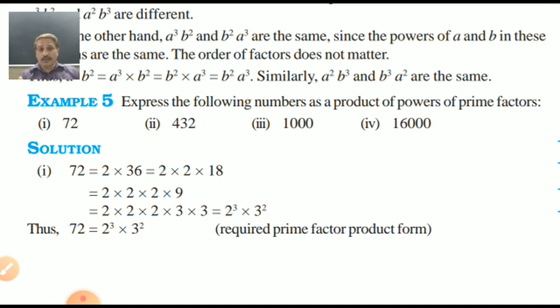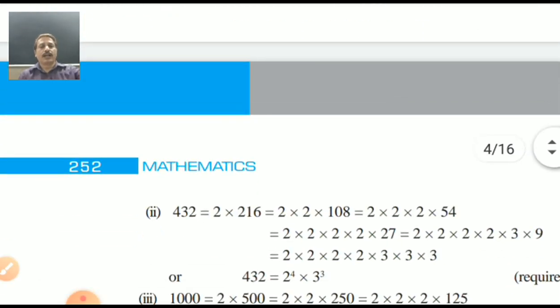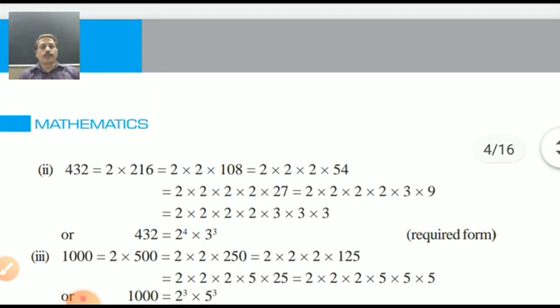First of all, you can do it by the division method or multiplication. Here they saw 2 into 36, then 2 into 2 into 18. 18 is also divided by 2, 2 into 9. 9 is also divided by 3, 3 into 3. Correct? Good.